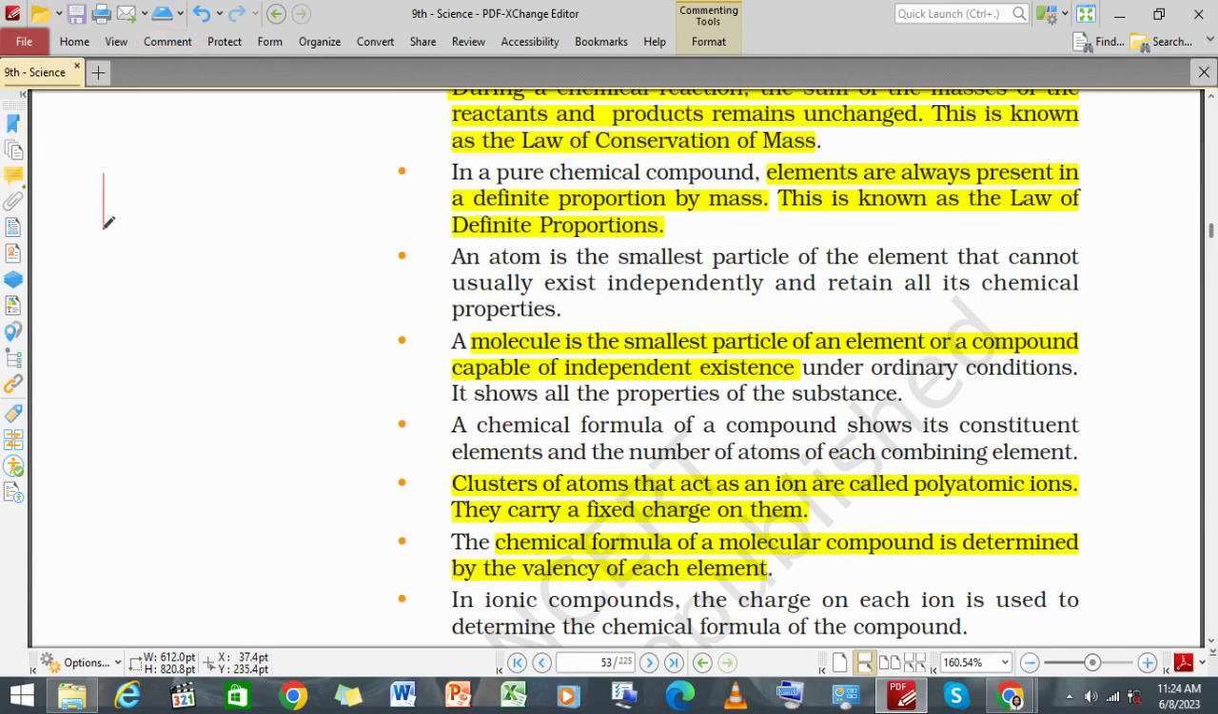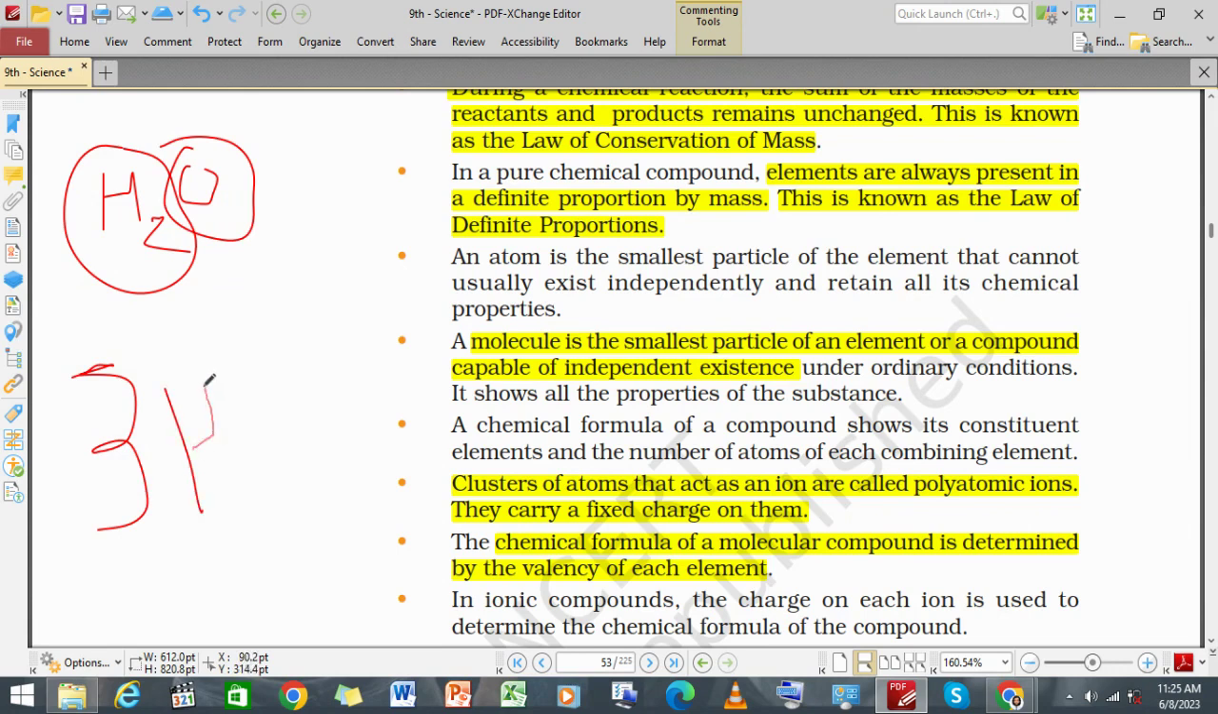Now, if this H2O is there, always remember that the law of definite proportion means H will always be 2 and O will always be 1, no matter how many particles you take. If I take three H2O molecules, then in each molecule H will always have two. We will have three molecules of H2, and we will also have three molecules of O. So this is what it is all about.